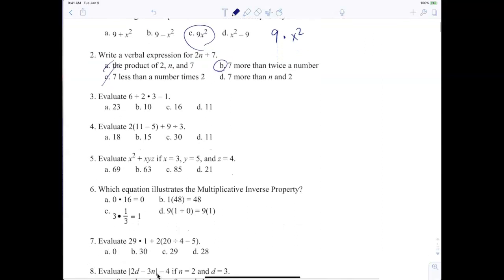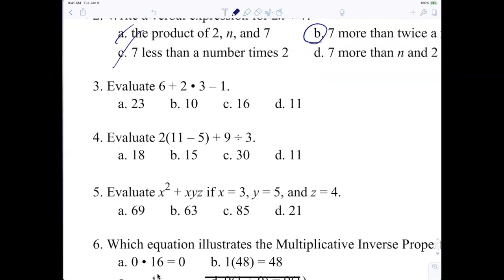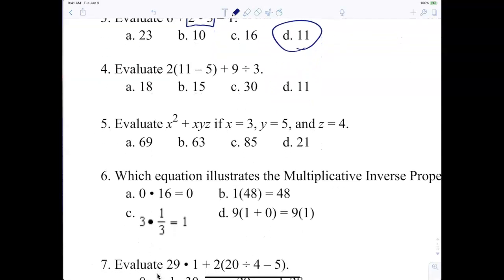Now, number 3, reviewing order of operation. Remember, you have to do the multiplication first, so that's 6. 6 plus 6 is 12. 12 minus 1 is 11. Alright, again, order of operation. 11 minus 5 is 6. Then 6 times 2 is 12.